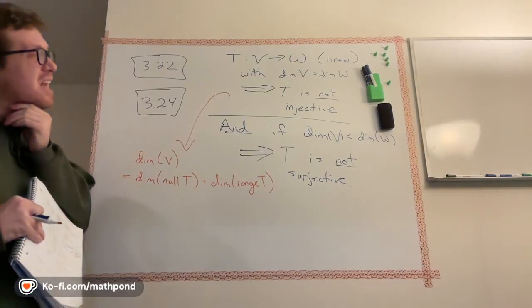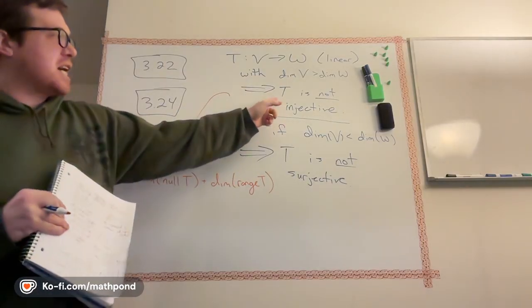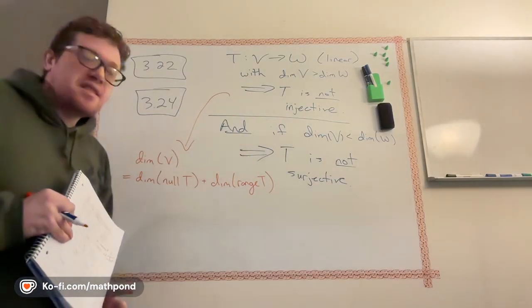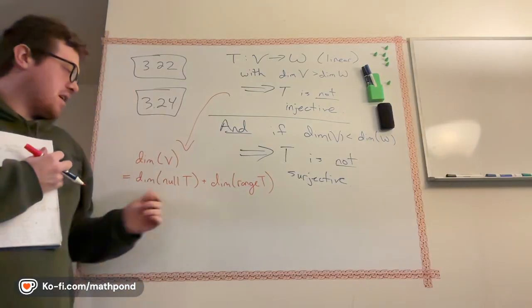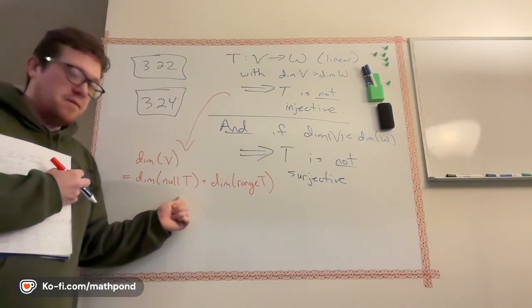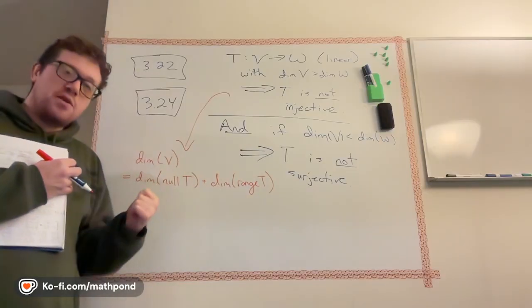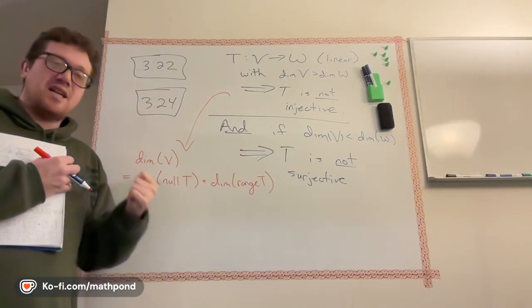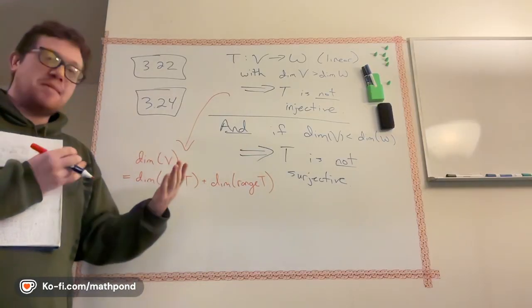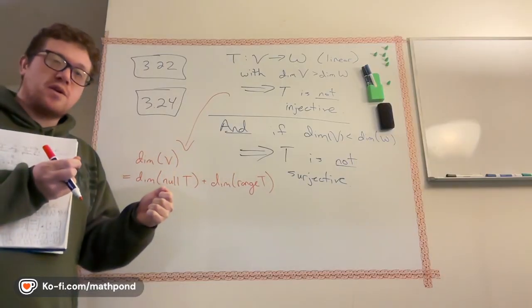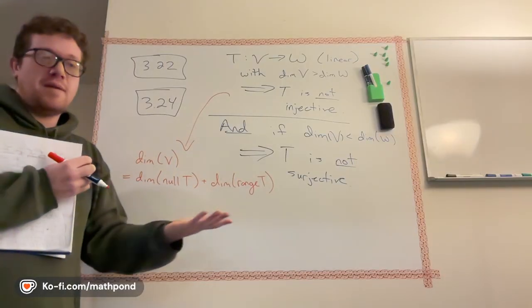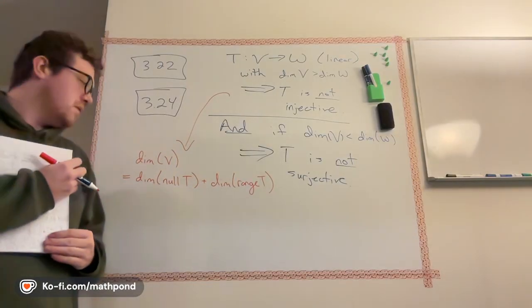Hold on. So we're trying to show that T is not injective. So the reason that T is not injective is essentially because this null space must be non-trivial. So if the null space is non-trivial, that means it sends 0 to 0, but it also sends something non-zero to 0. And that means you have two different things going to the same thing. That means the function's not injective, right?